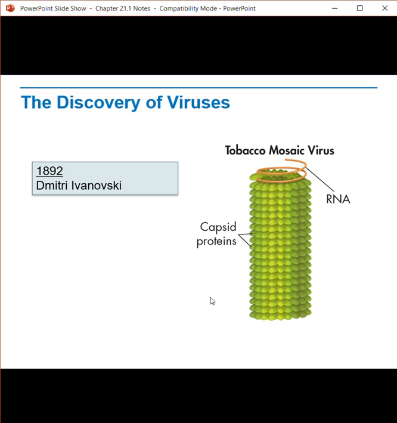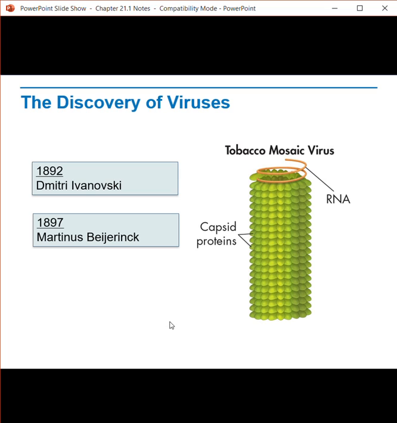First one, in 1892, Dmitry Ivanovsky demonstrated that the cause of tobacco mosaic disease was found in the liquid extracted from infected plants. So they actually took out the liquid from an infected plant, and that's how they found this.